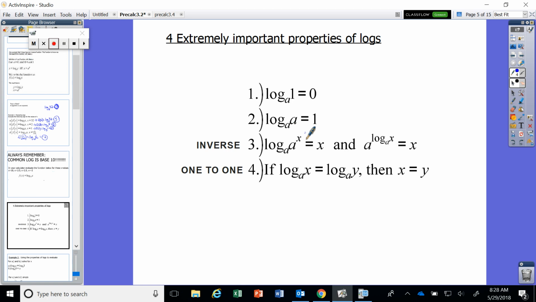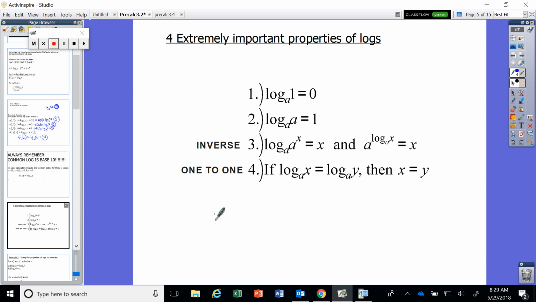The two that we give some names to are the inverse and the one-to-one properties. Okay? So here's how this works. If we are dealing with log of base a of a to the x, it will equal whatever exponent is in that base. And likewise, if we raise base a to the log base a of x, that will equal x as well. And so we're going to be utilizing some of these as a way to solve some equations that are coming up.